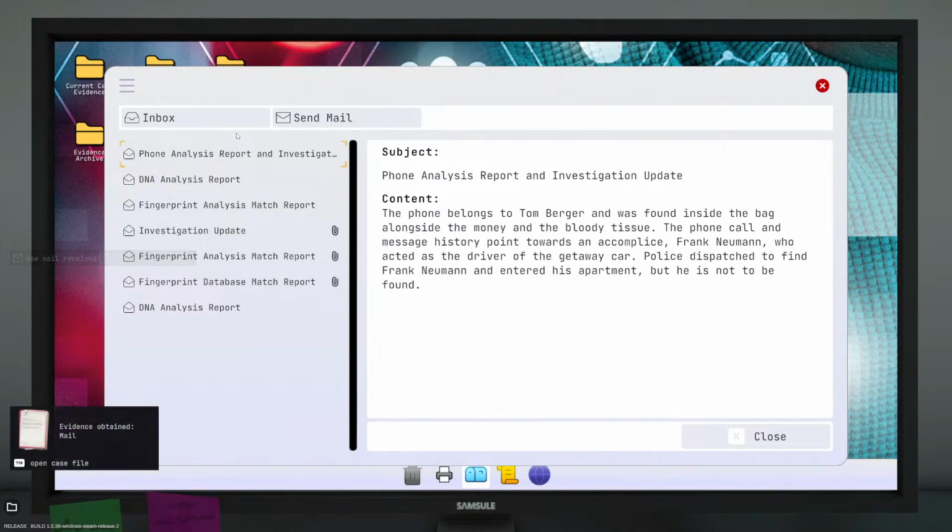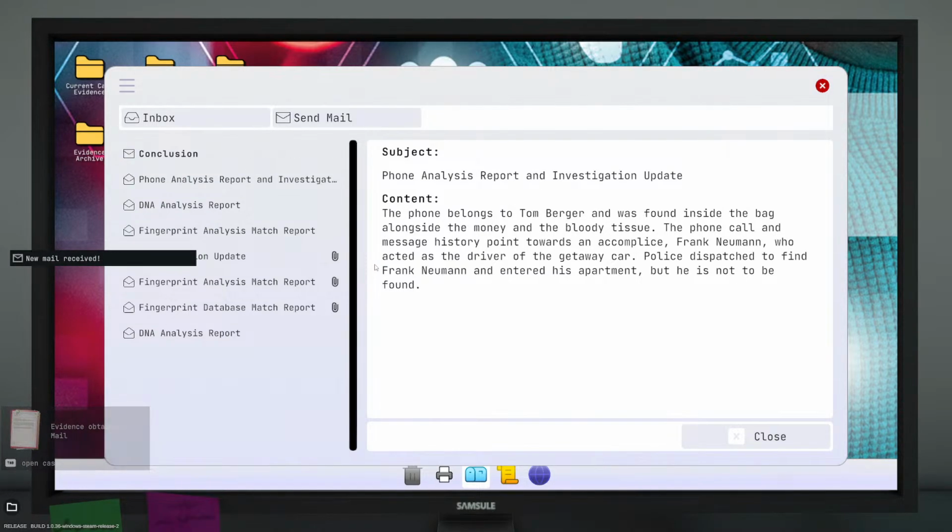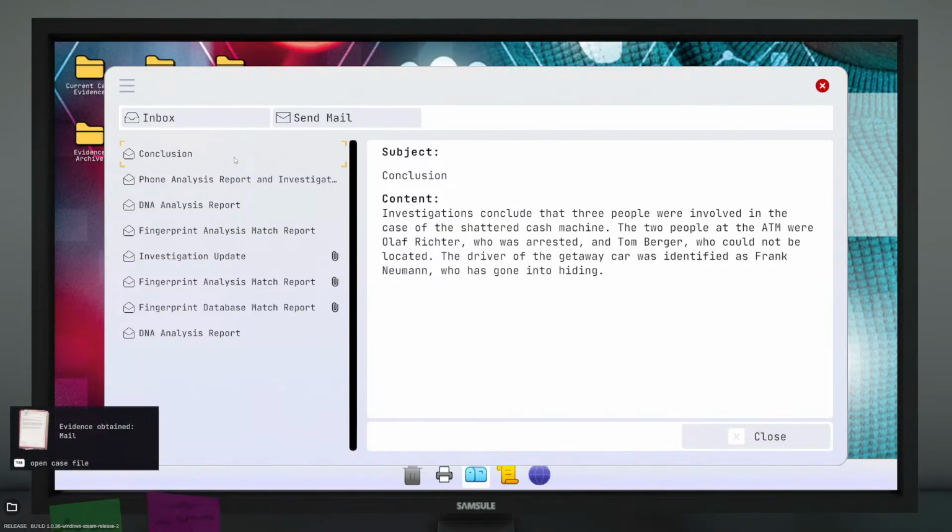Okay, phone analysis report. The phone belongs to Tom Berger and was found inside the bag alongside the money and bloody tissue. The phone call and message history point towards an accomplice, Frank, who acted as the driver of the getaway car. Police dispatched to find Frank entered his apartment, but he is not to be found. Conclusion. Investigation concludes that 3 people were involved in the case of the shattered cash machine. The 2 people at the ATM were Olaf, who was arrested, and Tom, who could not be located. The driver of the getaway car was identified as Frank, who has gone into hiding.